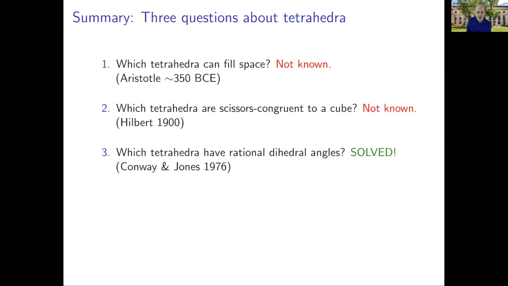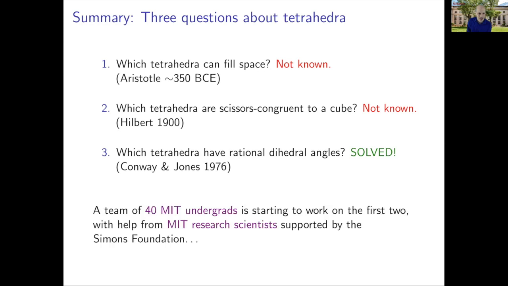So what's the future of this then? Well, I'm working with a team of 40 MIT undergrads right now. We're starting to work on the first 2 problems, using some of the insights we've gained through studying the third problem. They're also being helped by some of the MIT research scientists that are part of the Simons collaboration in arithmetic, geometry, and computation. Some of them are really experts on doing large mathematical computations. So we're hoping that we're going to make some progress on these even older first 2 problems. And it remains to see what we'll do.